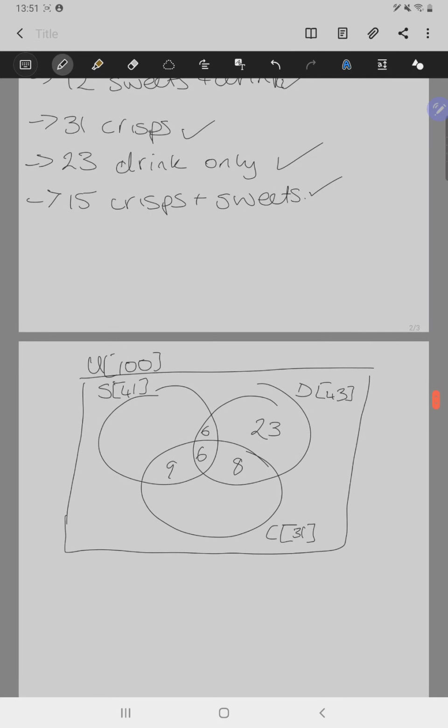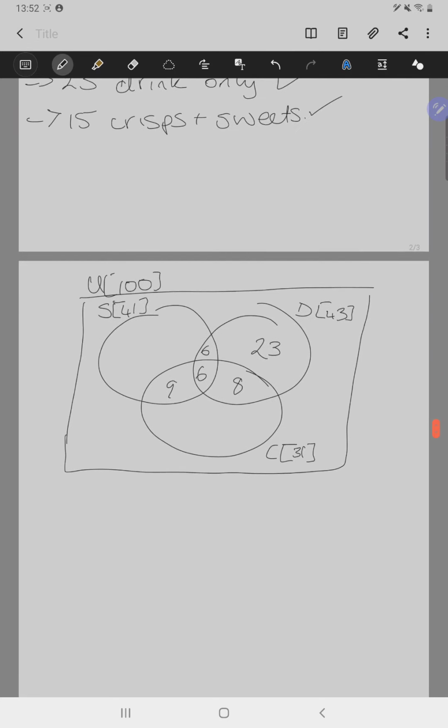And since we know the total of sweets and the total of crisps, that means we can find out how many bought only sweets and only crisps. So if you add up 9, 6, and 6, that will bring you to 21. So those 3 parts here account for 21 of the people who bought sweets. 41 people in total bought sweets, so that means the remaining 20 have to go in here.